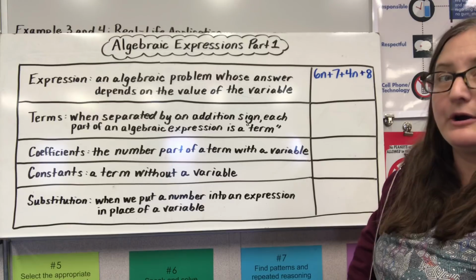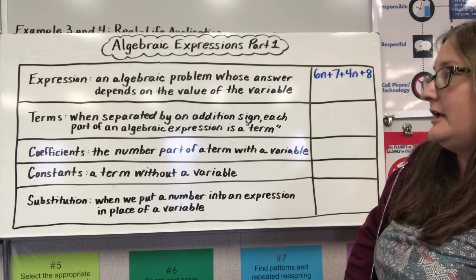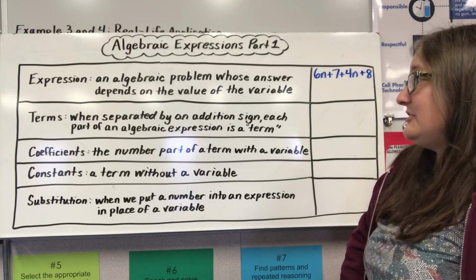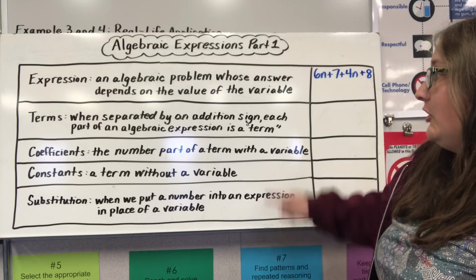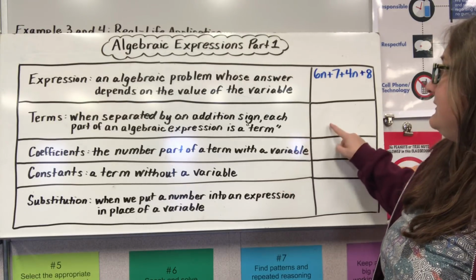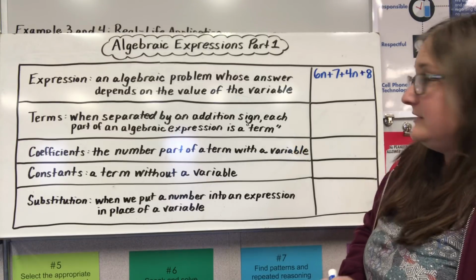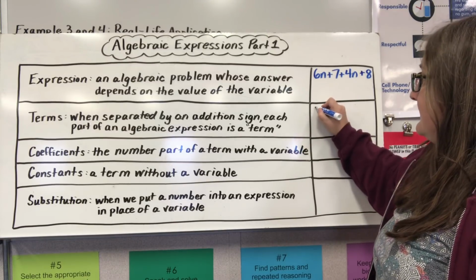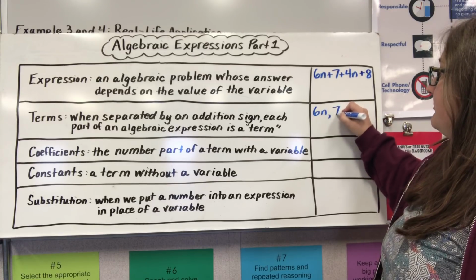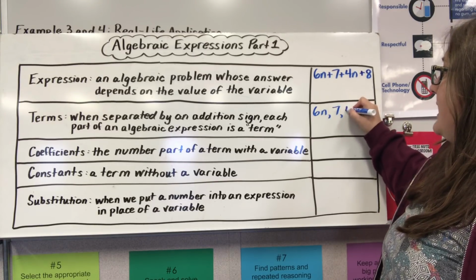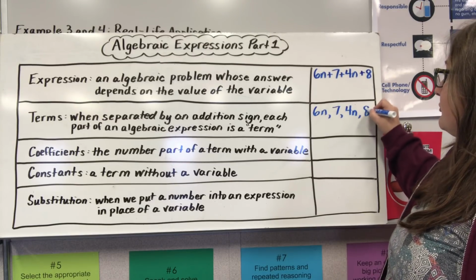Let's talk about some of the parts of an expression. When we have an expression that is separated by addition signs, each part of that algebraic expression is called a term. So in this case, I've got addition signs separating these different pieces. So 6n is a term, 7 would be its own term, 4n would be a term, and 8 would be a term.